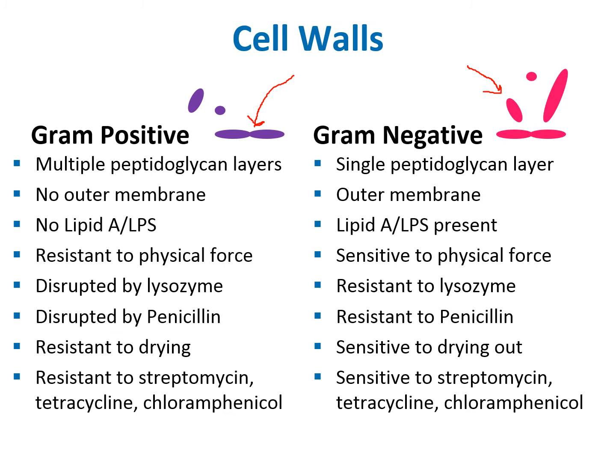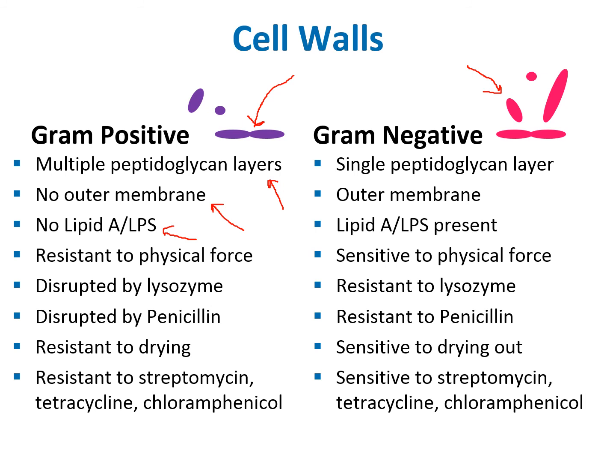So this table summarizes some of the information about the structure of the cell wall as well as resistance or susceptibility to different factors. Let's go over it really quickly. Again, your gram-positive cells are said to have thick cell walls because there are multiple layers of peptidoglycan. There is no outer membrane, and since there's no outer membrane, that means there's no lipid A or lipopolysaccharide.